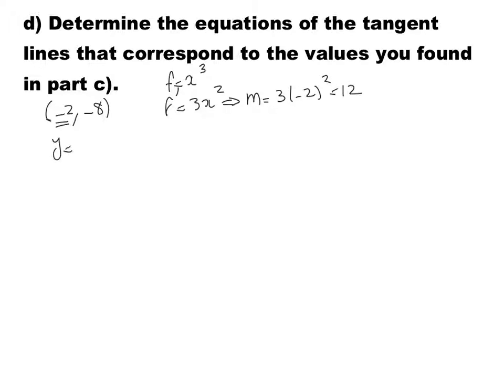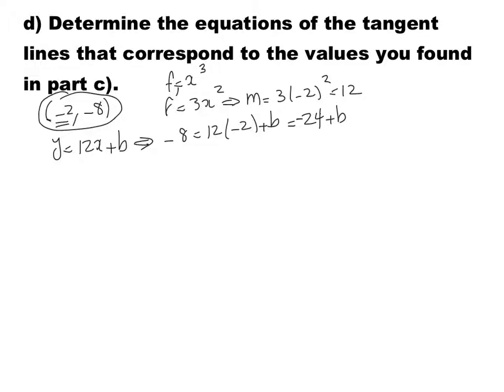So the line becomes y is equal to mx plus b, which is 12x plus b. To find b, I know that it has to go through this point, so I'm going to substitute it back in this equation. I get negative 8 is 12 times negative 2 plus b, which is negative 24 plus b. Then I move negative 24 to the left, and I get b is 24 minus 8, which is 16. So the equation becomes y equal to 12x plus 16.